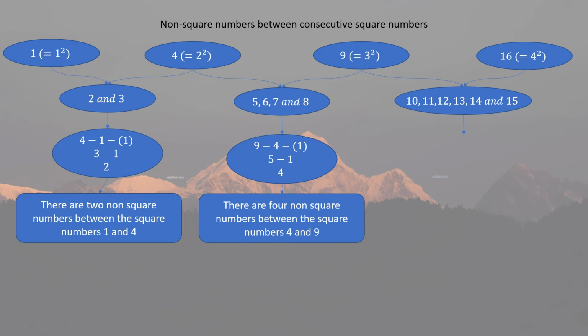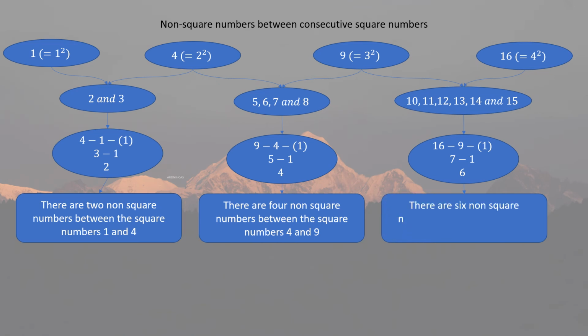Likewise, the last one, the larger square number is 16 and the smaller one is 9. So 16 minus 9 minus 1. 16 minus 9 is 7. 7 minus 1 is 6. That is, there are 6 numbers between 9 and 16. So 10, 11, 12, 13, 14 and 15 are the non-square numbers between 9 and 16.